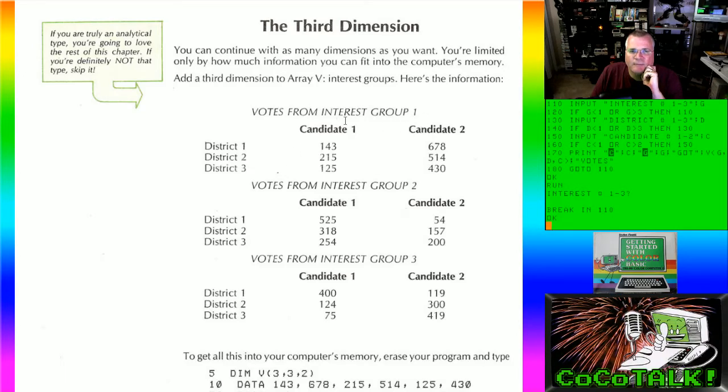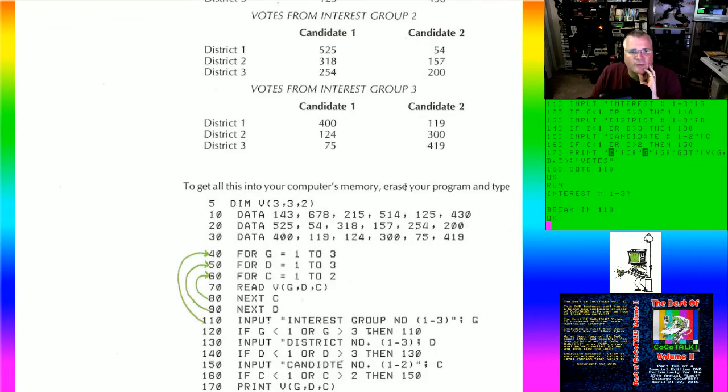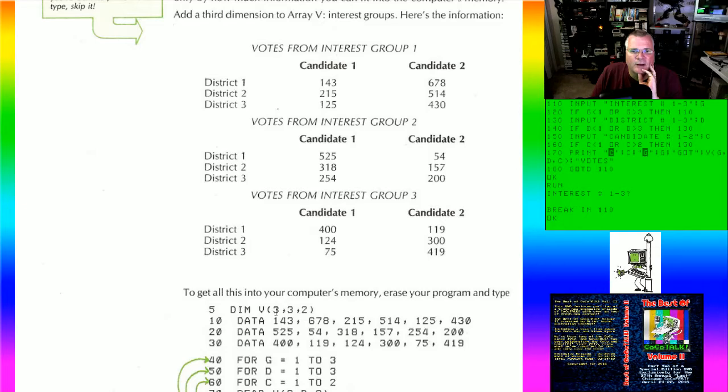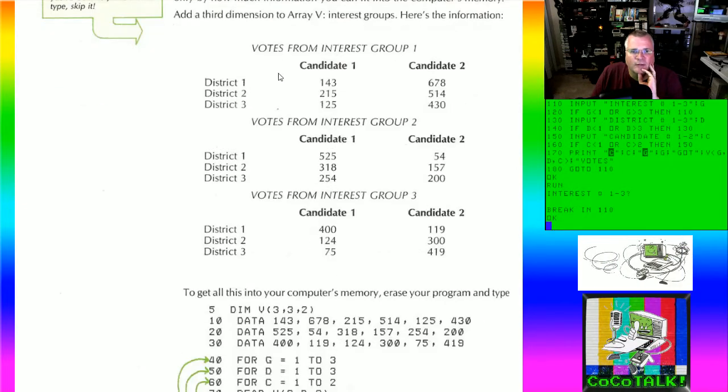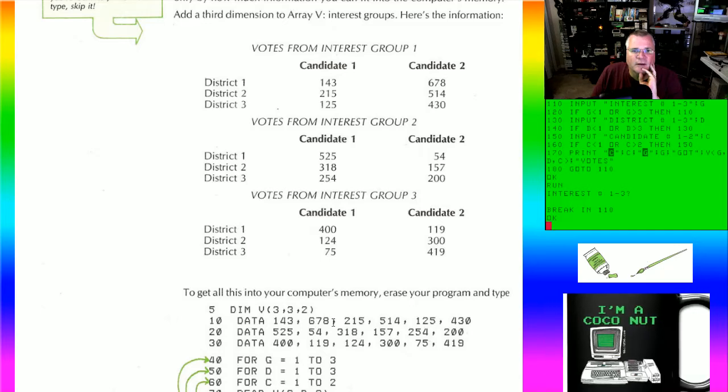So now we've got data inside of data. It's just like my head's exploding, right? So they want to dim your votes now by 3 for your groups, by 3 for your districts, and by 2 for your candidates. And now we're reading in a whole new series of numbers. So I got 143 and 678 from this group.